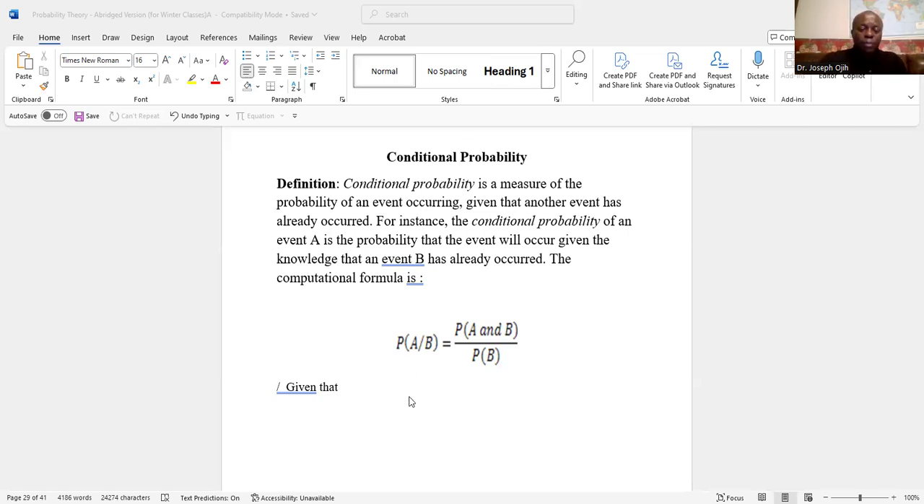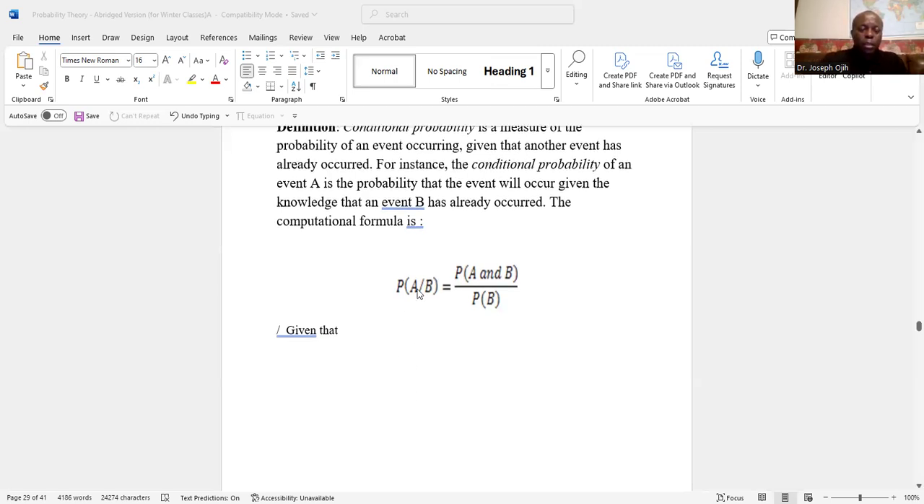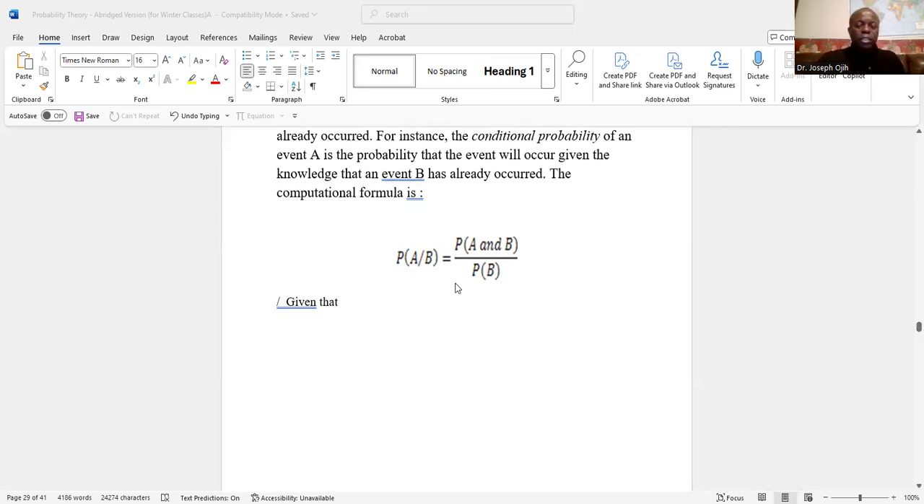This is the formula we use for it. Hope you can see the screen. All of you can see the screen wherever you are, right? Hello, scholars. Can you see the screen? Yes, we can see the screen.